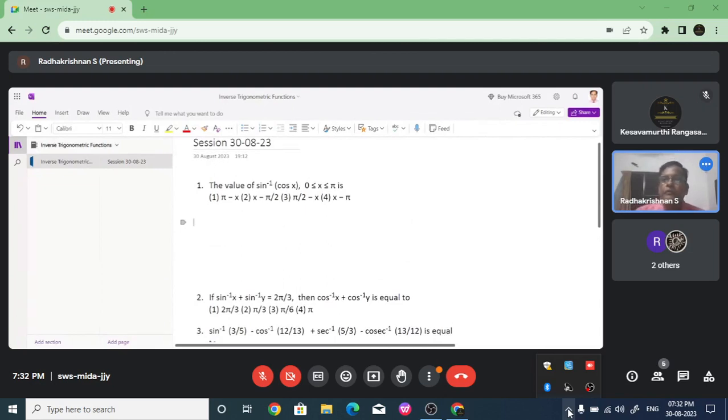Okay, so let's look at the first problem. The value of sine inverse of cos x, where x is in the range 0 to pi. What is it? What is sine inverse of cos x? Can somebody tell? How can we approach this problem?